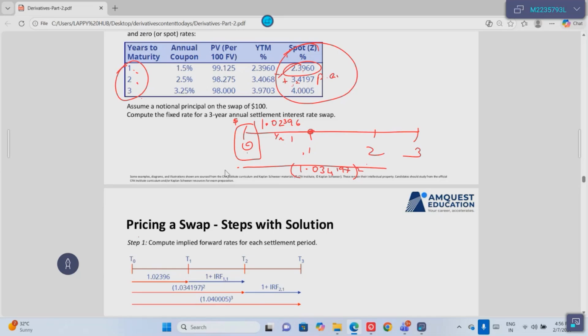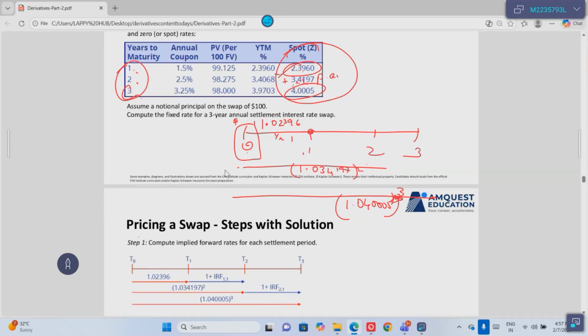Now let's look at year 3. 4.0005. So simple. So again, 1.040005. And this is for what period? This is for 3 years, so it's raised to 3. Got it? So for 1 year, I'll earn 1.02396. For 2 years, I'll earn this much squared. And for 3, I'll earn this much raised to 3. Any questions? Okay. No, sir.